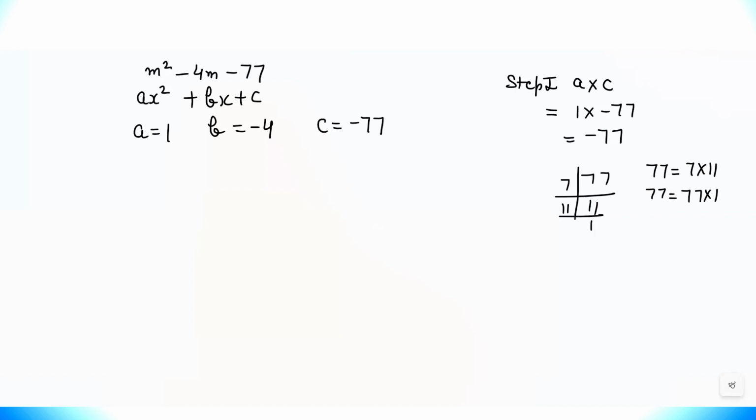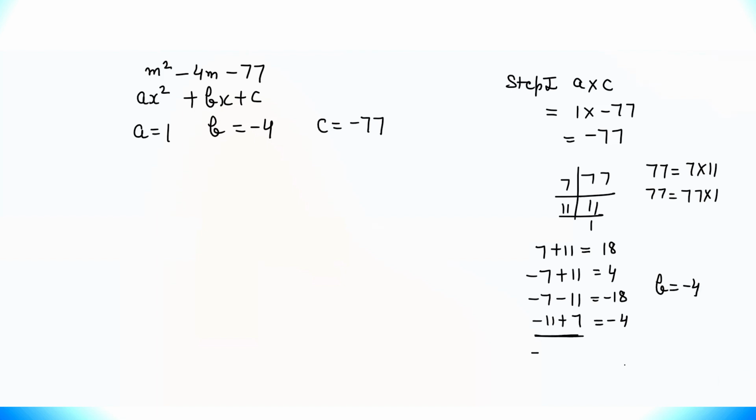Now 7 and 11 can be written as 7 plus 11, or minus 7 plus 11, or minus 7 minus 11, or minus 11 plus 7. I need to see which one of these will give me the value equal to b, which is minus 4. Here I'll get 18, here I'll get 4, here I will get minus 18, and here I will get minus 4. For this, your integers should be very clear. Now, after this, I have to check that if I multiply these two factors, minus 11 into 7, it should be equal to ac.